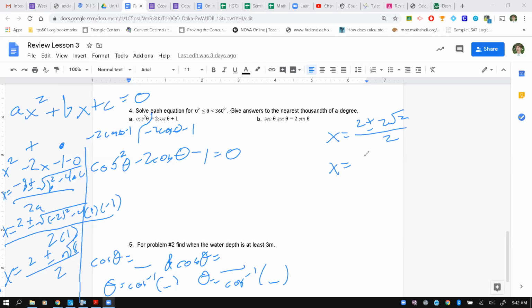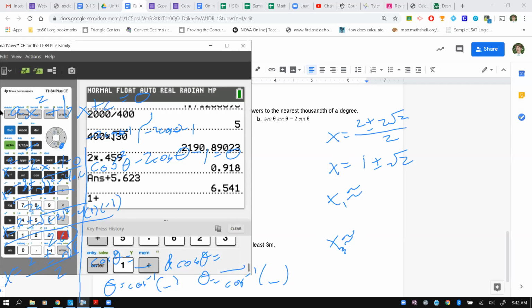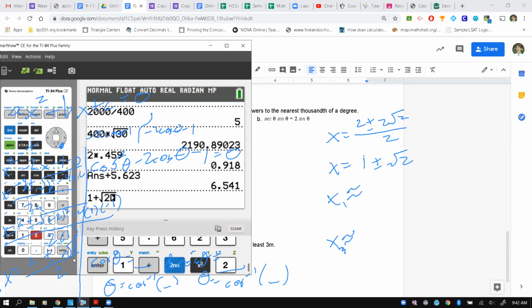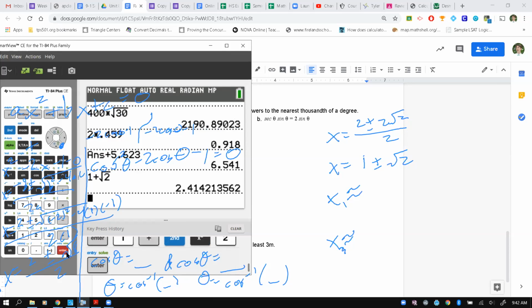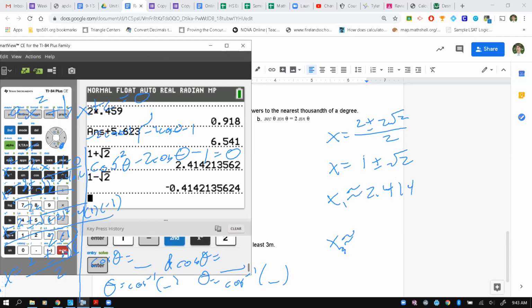And then that's just 1 plus or minus the square root of 2, which I guess we can really just turn into decimals since we're going to get decimal answers at the end of this problem anyway. So if we do 1 plus the square root of 2, that's 2.414, and 1 minus the square root of 2 gets negative 0.414.